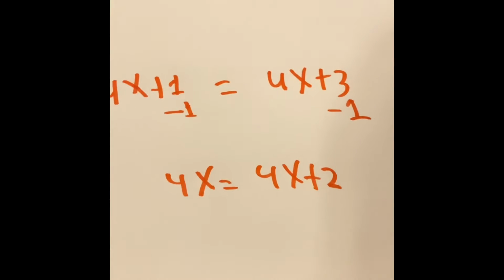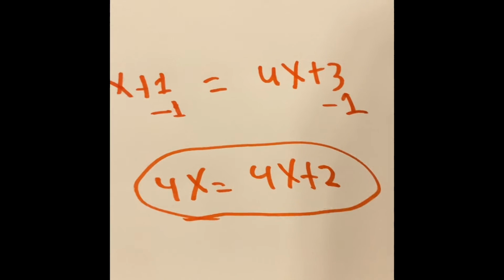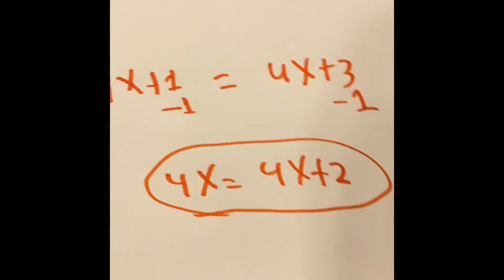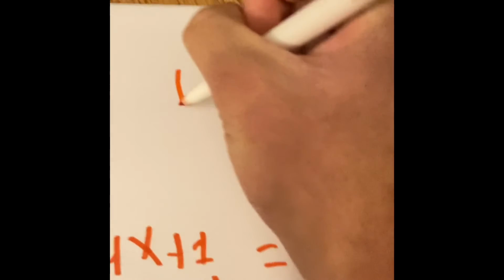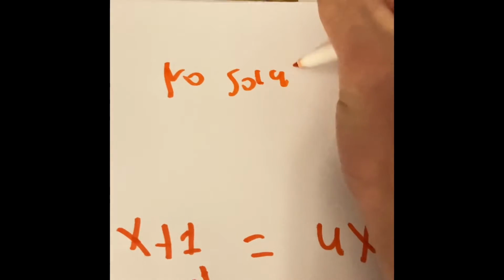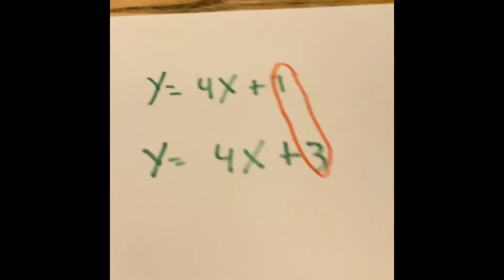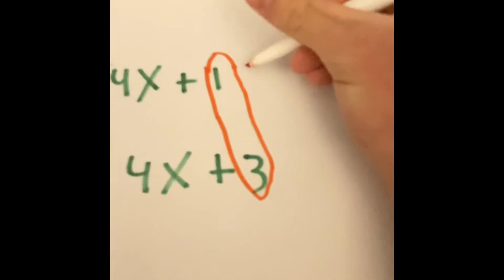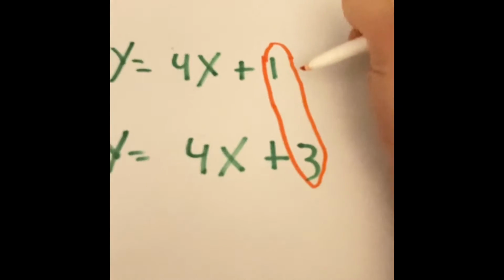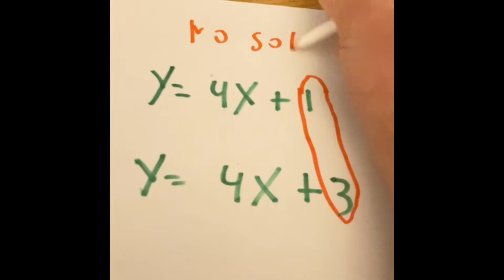Right away, you can say that this doesn't make any sense. How does 4x be the same thing as 4x plus 2? That makes totally no sense. So we can say that this kind of answer is called no solution. The reason why is they never intersect each other. The two slope-intercept form equations we had have the same slope but different y-intercepts, or different starting points. So that's why this kind of answer is called no solution.